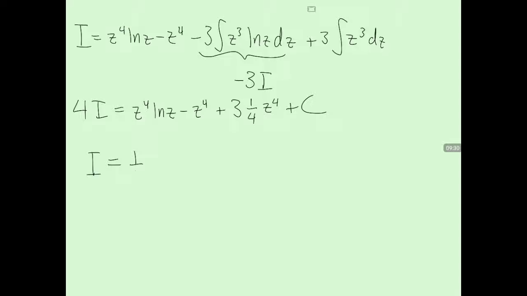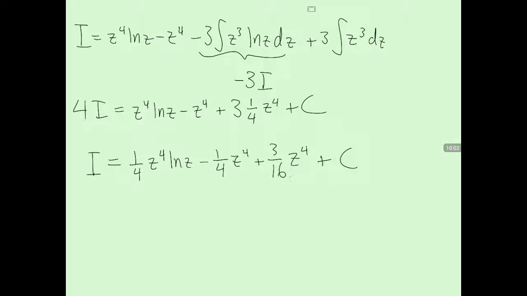So we'll have 1 over 4 z to the fourth ln z minus 1 over 4 z to the fourth plus, so 3 over 4 becomes 3 over 16, and then this is going to be z to the fourth plus an integration constant.